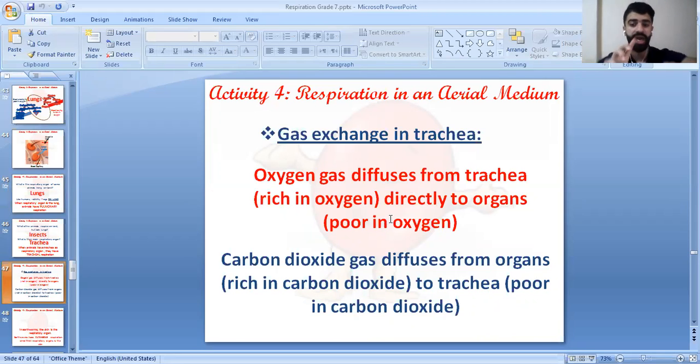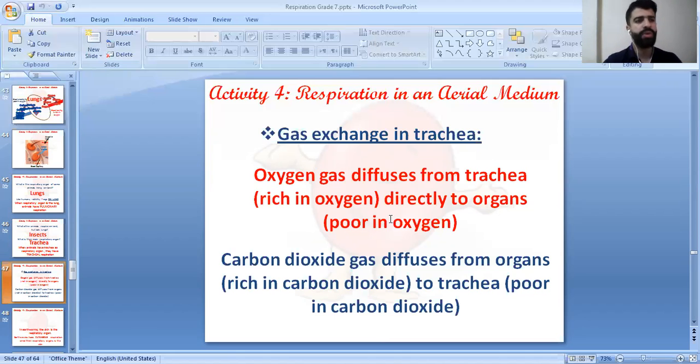Carbon dioxide is the opposite. It diffuses from organs that are rich in carbon dioxide to the trachea that is poor in carbon dioxide. So diffusion means escaping from a medium that's rich in a substance to a medium that's not rich.